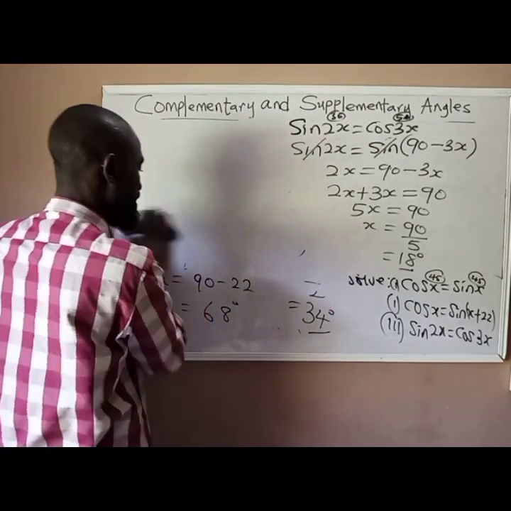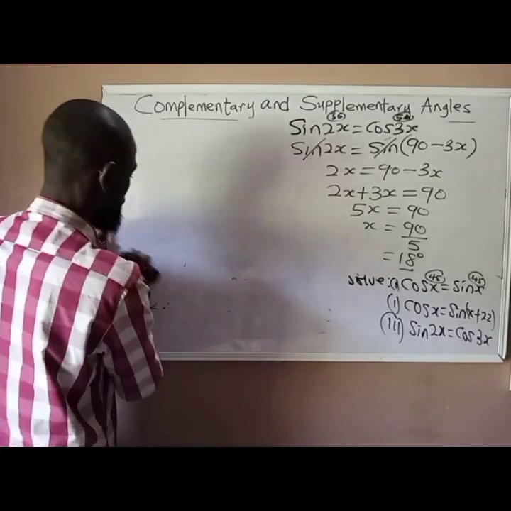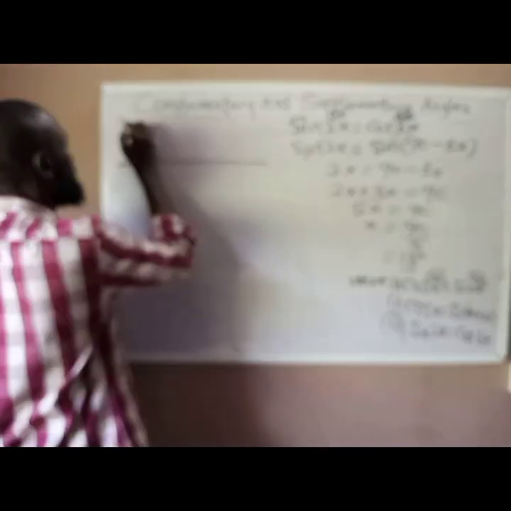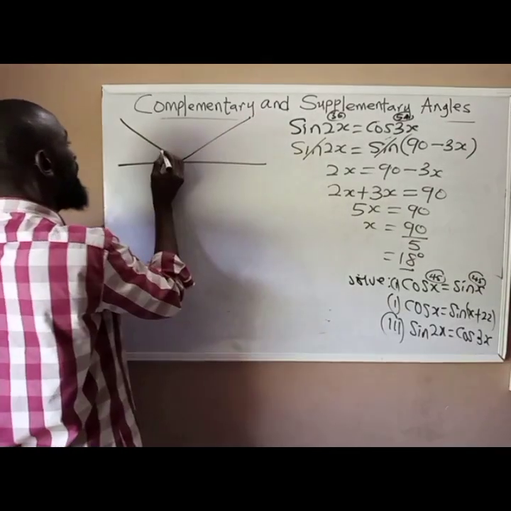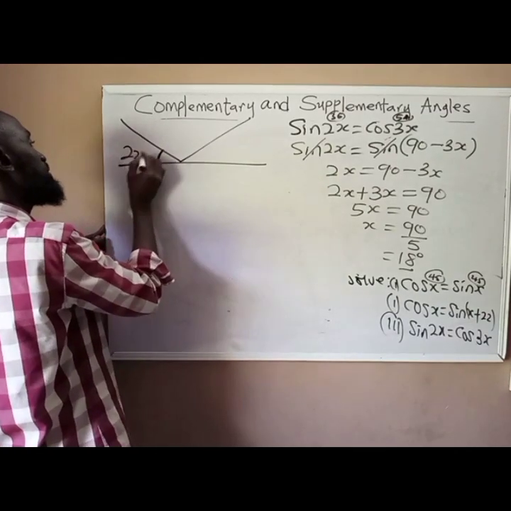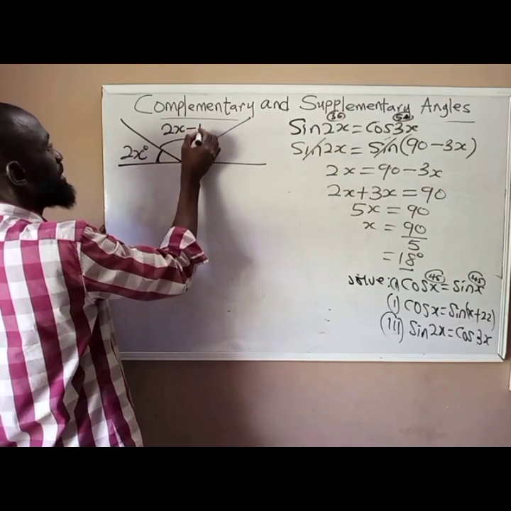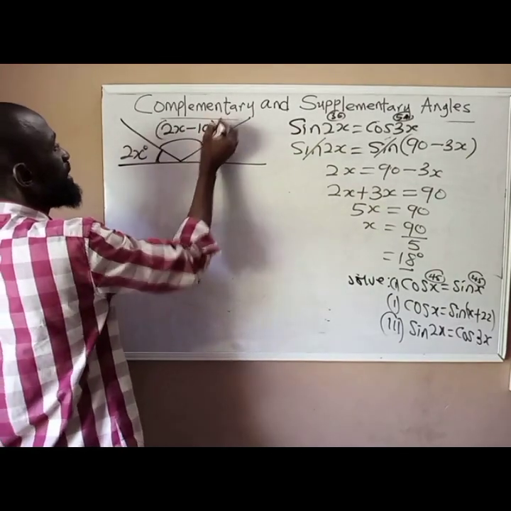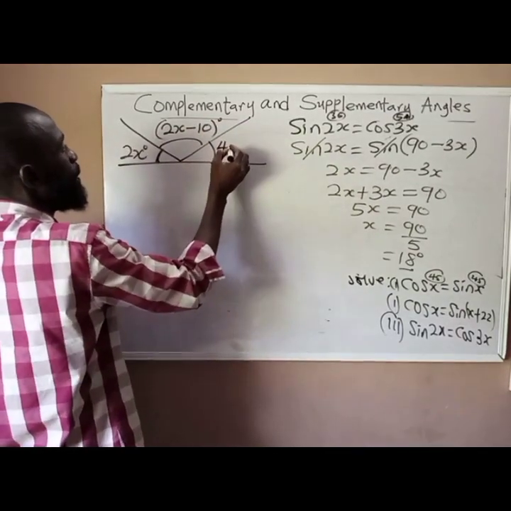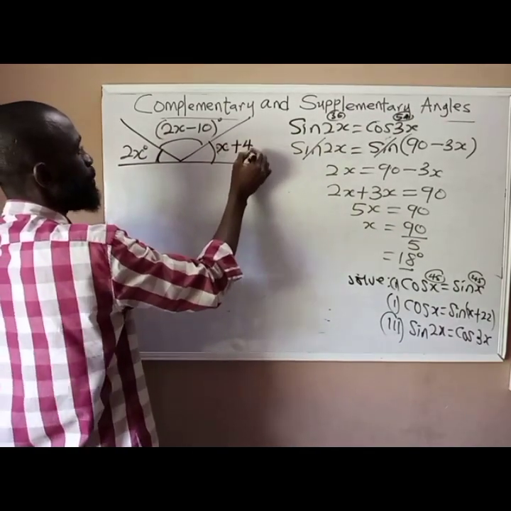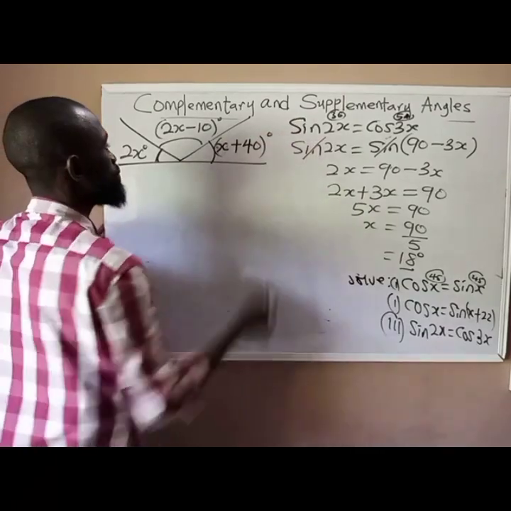Let us just take one example under supplementary angles. Suppose we are given a straight line like this. We have this and this. The angle here is given as 2x degrees. The angle here is given as 2x minus 10 degrees. The angle here is given as x plus 40, all in degrees. We now have to find x.